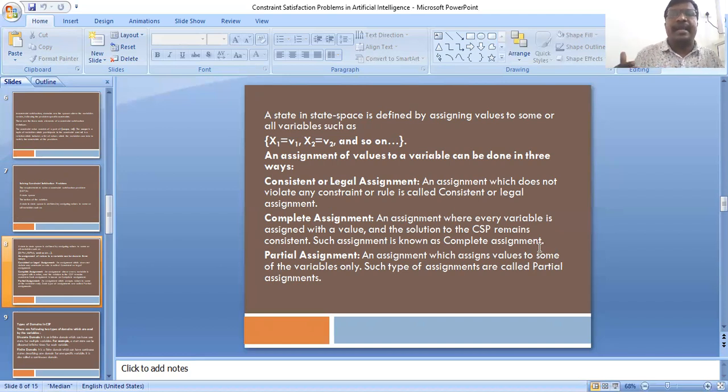This is how a state in the state space is defined, by assigning values to some or all variables, such as x1 is equal to v1, x2 is equal to v2, and so on. Assigning values to variables can be done in three ways: consistent legal assignment, complete assignment, and partial assignment.